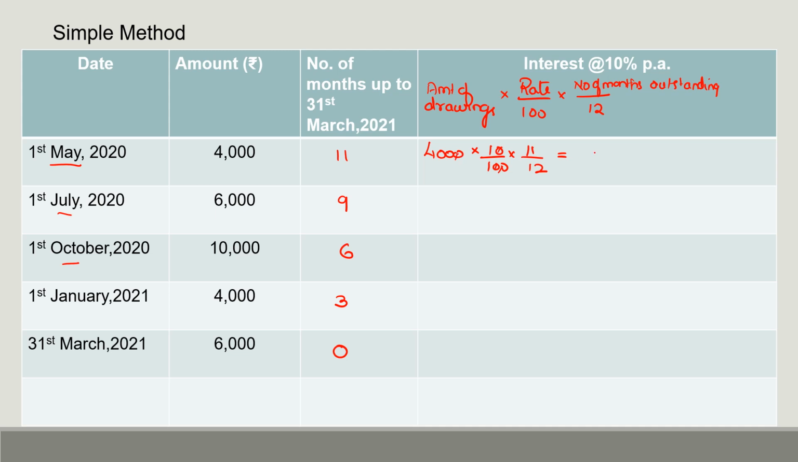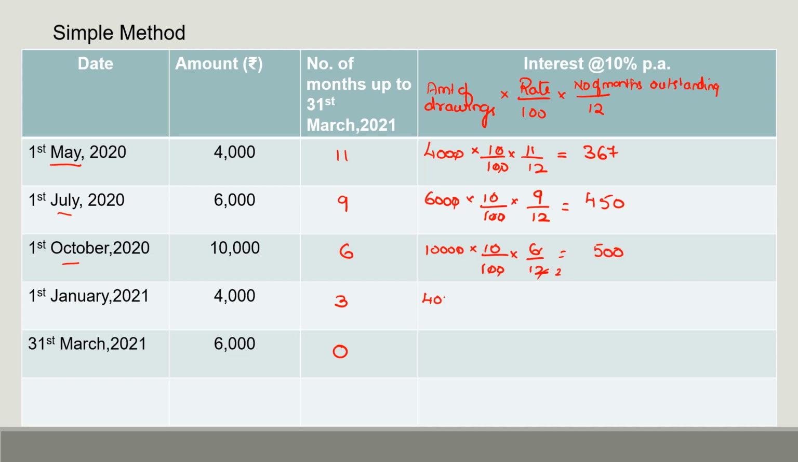So calculate this. You get this amount as 367. Further, next calculation, 6,000 into 10 by 100 into, out of 12 months, it was outstanding for 9 months. So 9 by 12. So calculate this too and you will find that it comes to 450. So the same way you can do the calculations for the rest. 10,000 is the amount of drawing into 10 by 100 into 6 by 12. It was outstanding for 6 months. So calculate that way. It comes to 500.